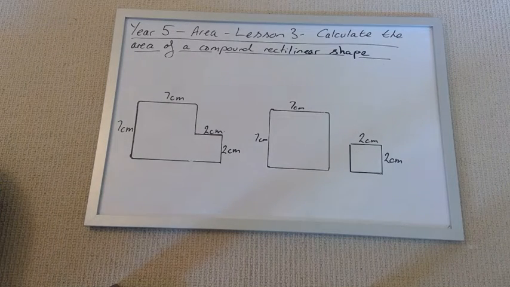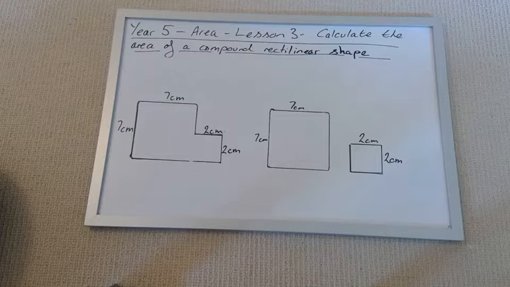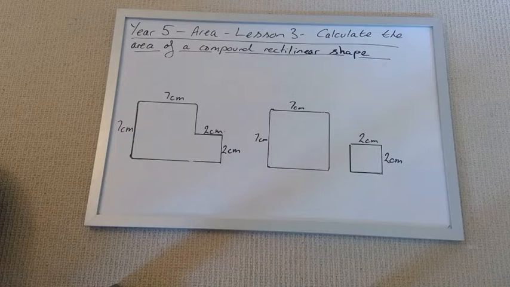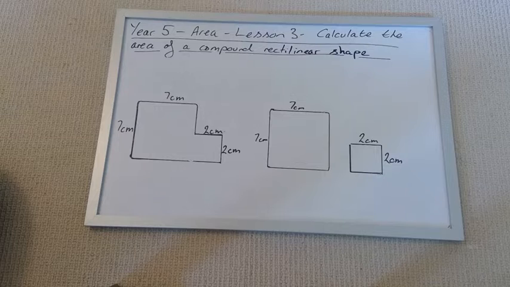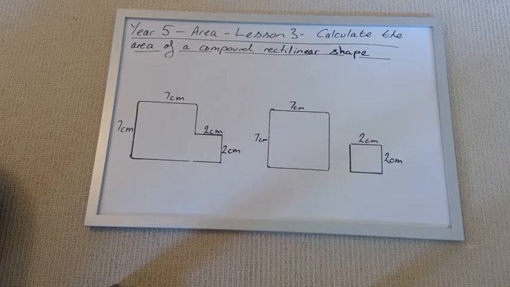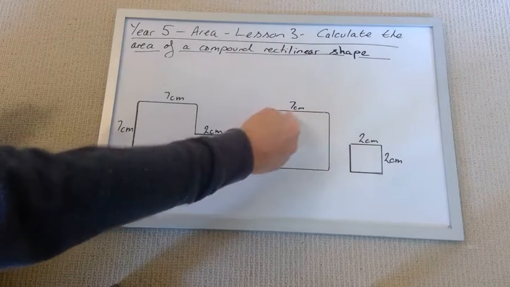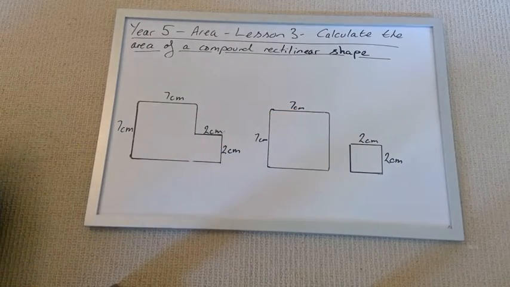Today is lesson 3 of our series of lessons on area. Today we're going to be calculating the area of a compound rectilinear shape. Up until now we've been calculating the area of shapes such as squares and rectangles. We've learned that the area is the inside of a shape, and we've been looking only at 2D shapes.